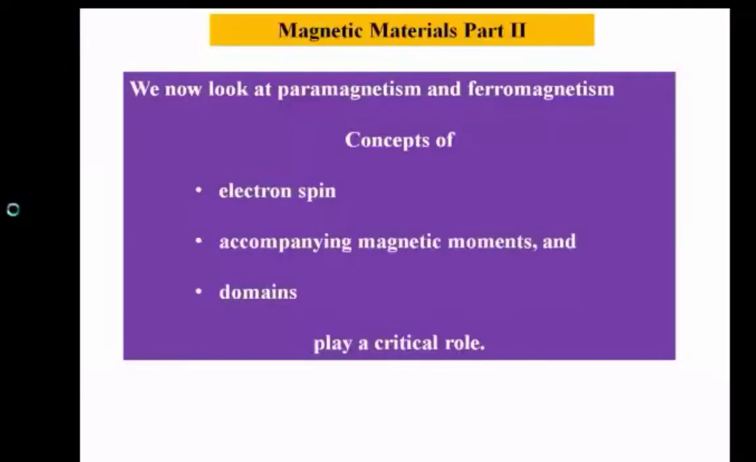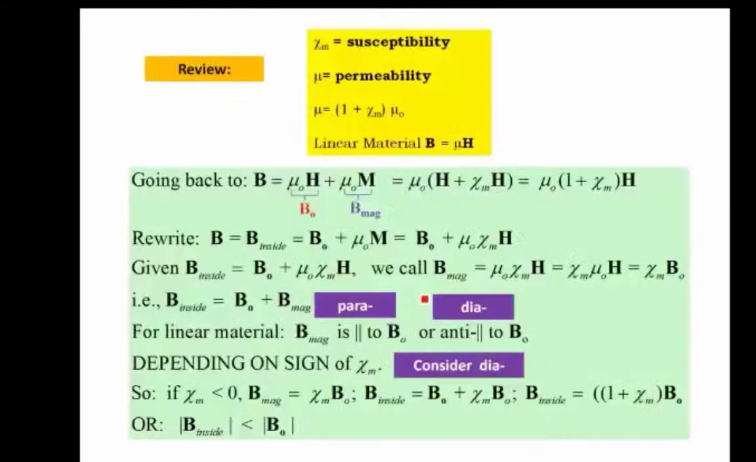Okay, so we've talked about diamagnetism, and now we're going to look at paramagnetism and ferromagnetism. These two types of magnetism depend on the concepts of electron spin, the accompanying magnetic moments that are coupled to spin, and the ferro is going to depend on the formation of domains. So all of these play a critical role. To review some of the concepts, I've just repeated this slide from a previous talk.